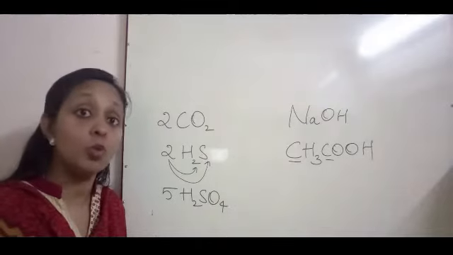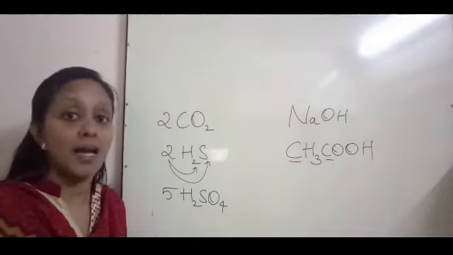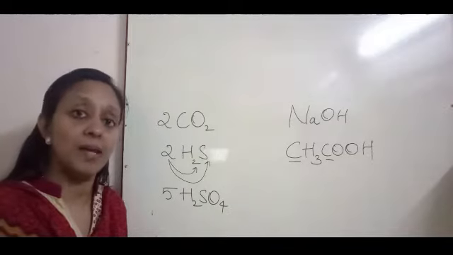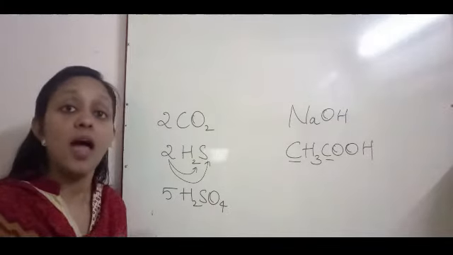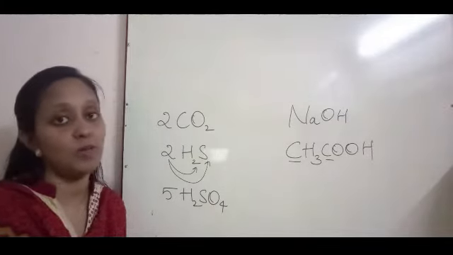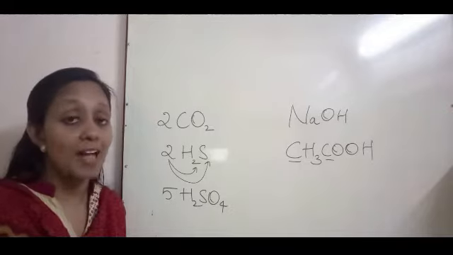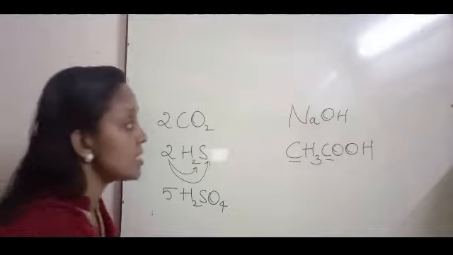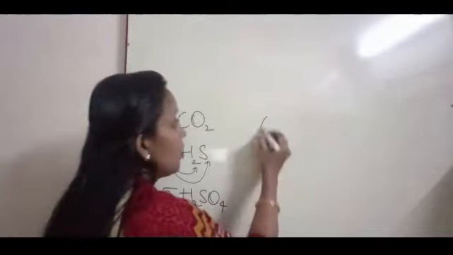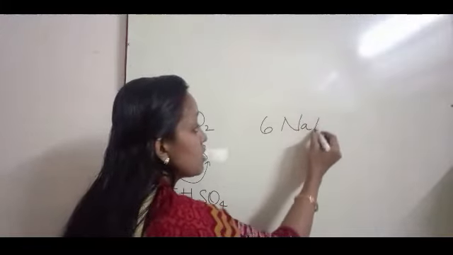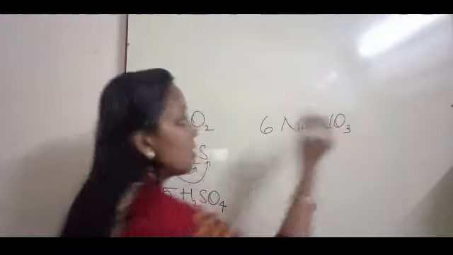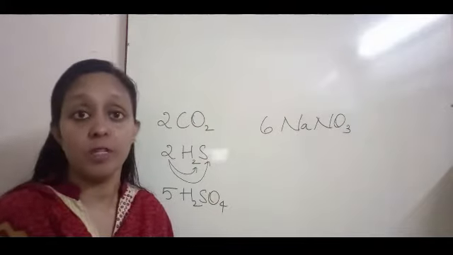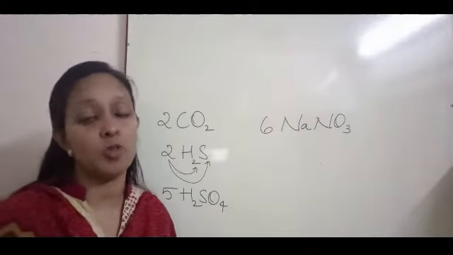Okay, so there are 2 parts for this particular answer. First, you have to explain it in terms of number of molecules, and then in the second part of the answer you have to explain it in terms of number of atoms of each element. Now the next question is 6NaNO3. What is NaNO3? It is sodium nitrate. By now, I hope you are able to read the formula of compounds when given.